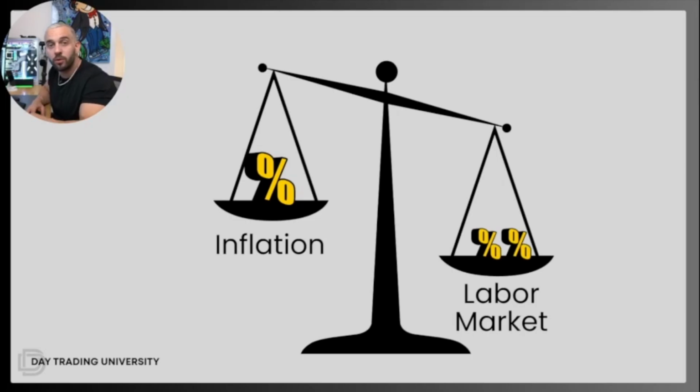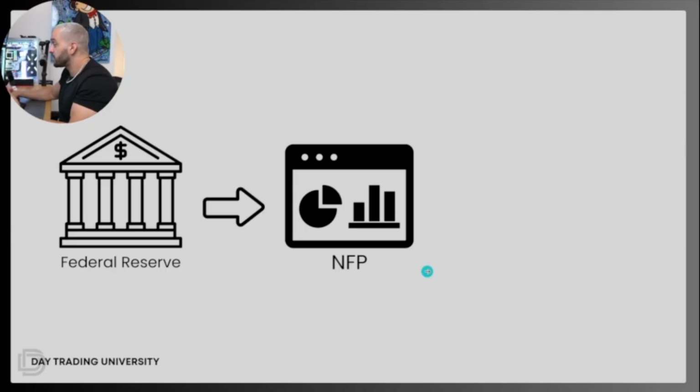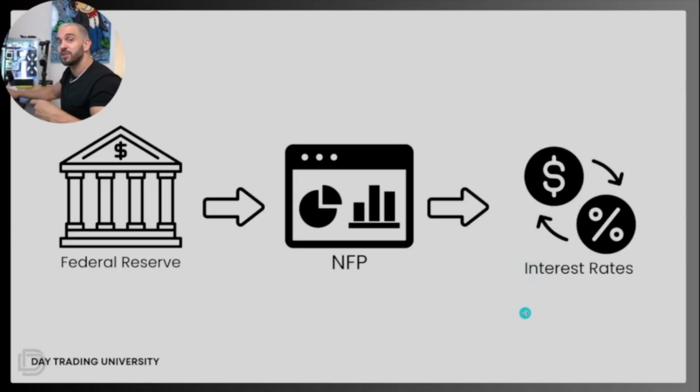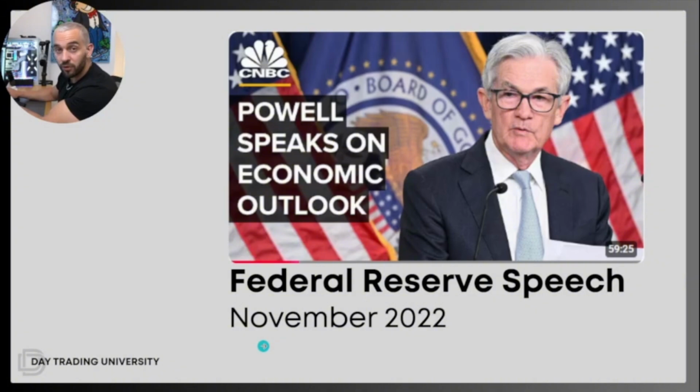And the reason this is so important is because interest rates have a huge impact on the direction of the markets. So the Federal Reserve is actually monitoring NFP in order to make their decisions on interest rates, right? Remember, NFP is the labor market. So when we're talking about keeping employment high, they're making their decisions on interest rates by looking at pieces of data like NFP. Let's go over a real-world example from the chair of the Federal Reserve, Jerome Powell, in a speech that he gave in November 2022.